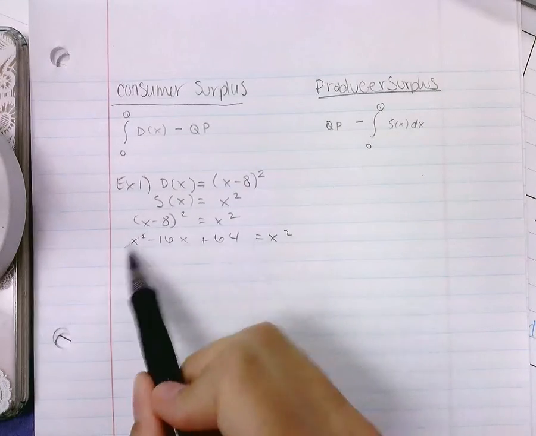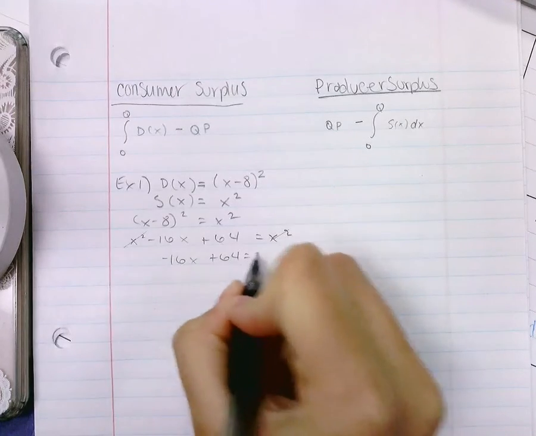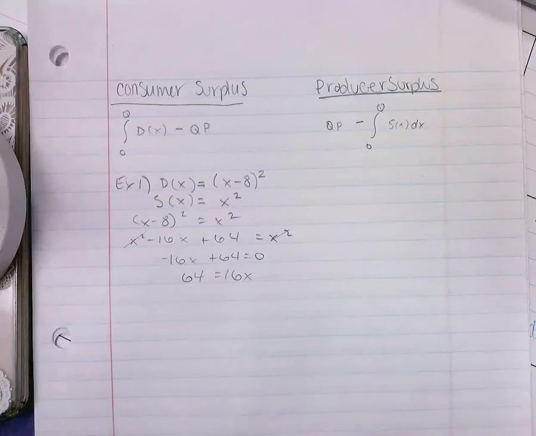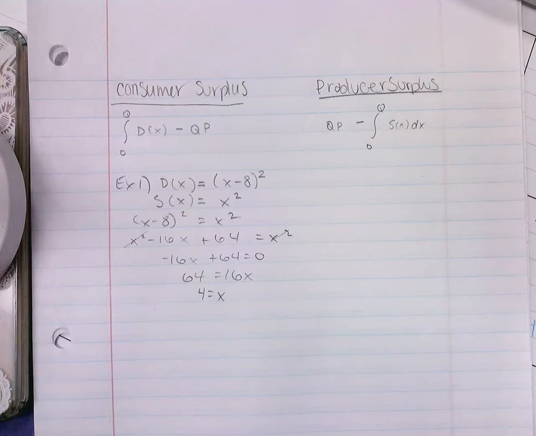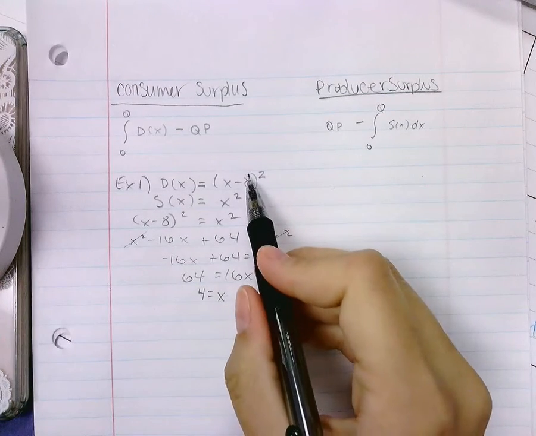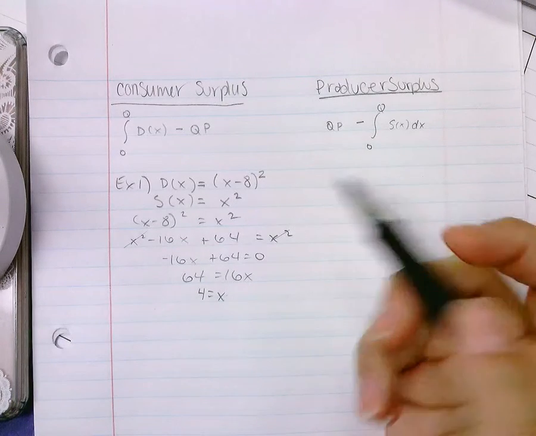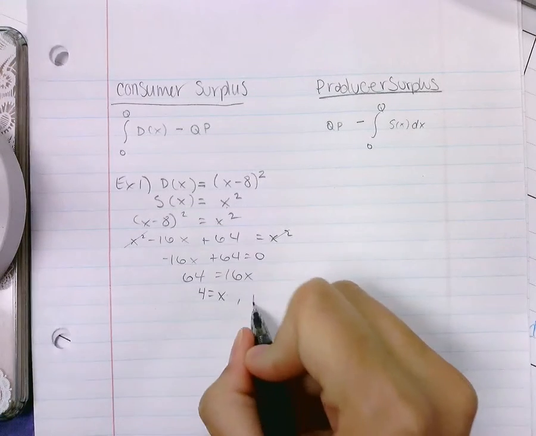So if you expand, these two would cancel, and then you would solve the rest by adding 16x and then dividing, and you should get 4. So 4 is representing the quantity, and then you would have to plug it back in to find the price of the equilibrium point. So you're going to plug this back in either to the demand function or the supply function. It should be the same. If it's not the same, you did it wrong. So if you plug in 4 here, you get 16. If you plug in 4 here, you get 16. So that's the price.